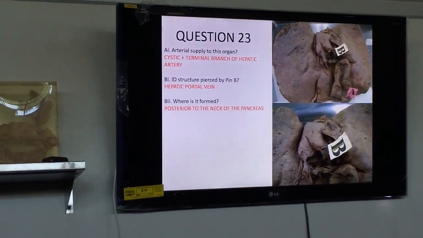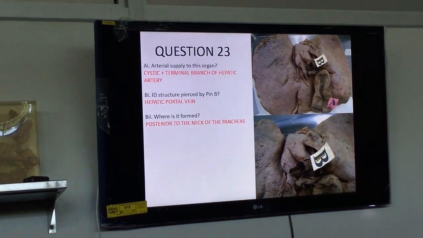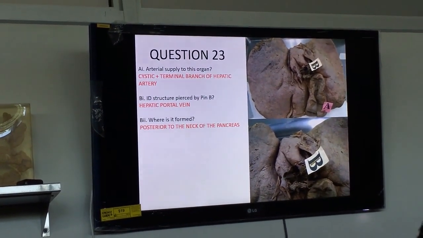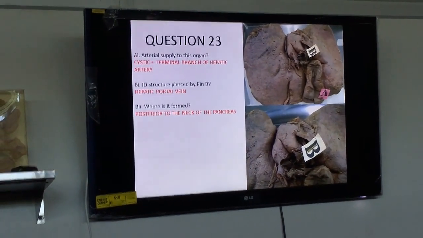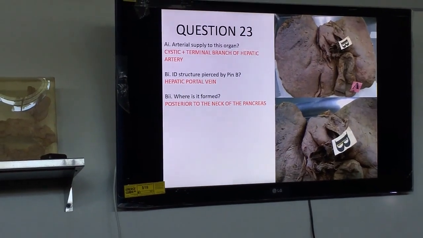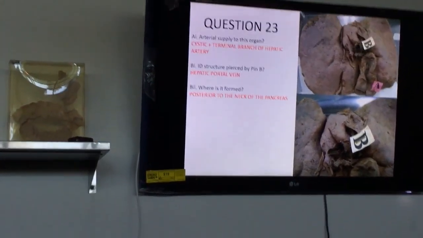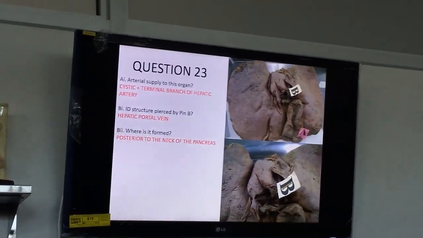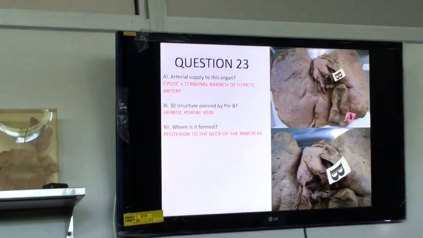Portal hypertension, guys, can also result in generalized edema as well. Because that disrupts the what? Starling's forces. You agree with that? It suddenly means that the hydrostatic pressure is going a bit more than the oncotic pressure. Alright. So, good. Let's move on now.